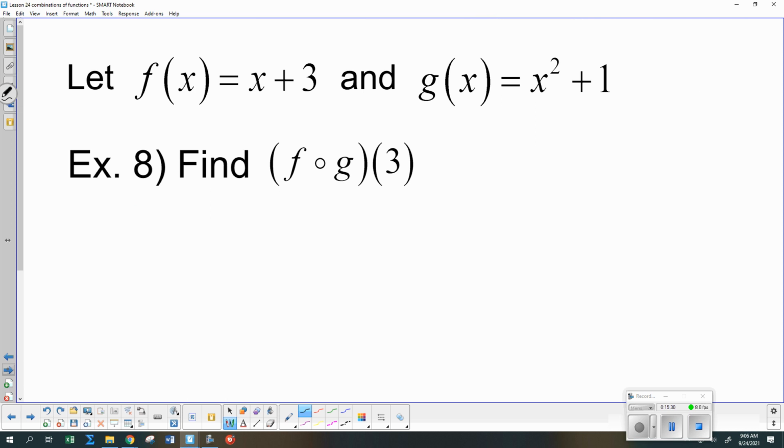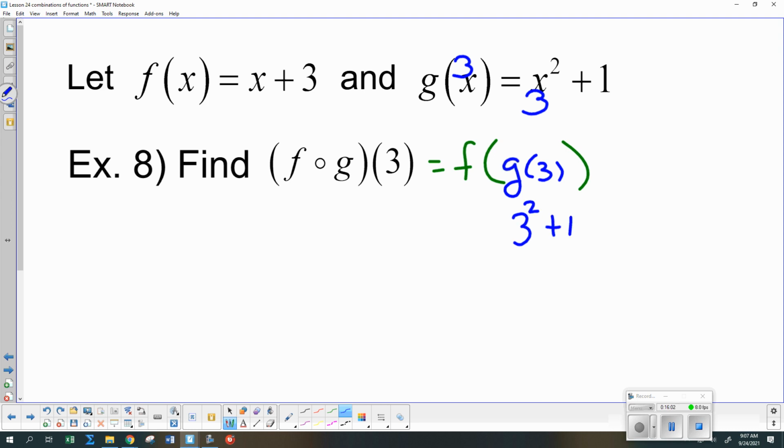Okay, now with compositions, what if instead of f of g of x, we said f of g of 3? There are going to be two ways you can do this again. You could say that that simply means f of g of 3. Well, let's figure out g of 3 means change the x to a 3. So g of 3 is 3 squared plus 1. And that's what we need to take f of.